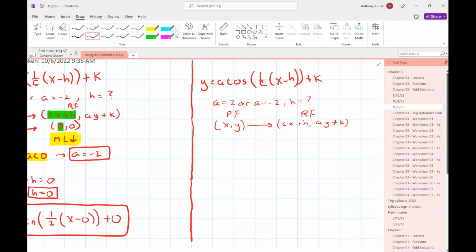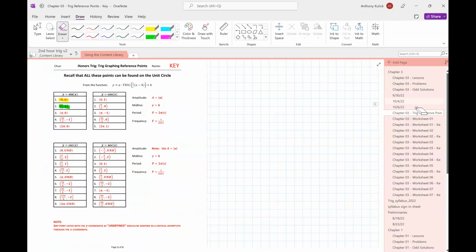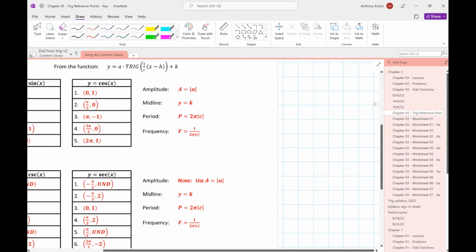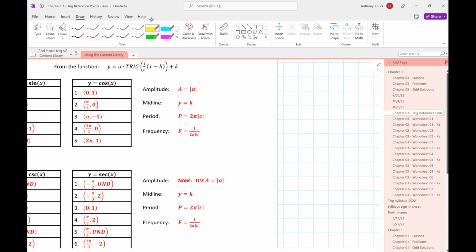So next thing I'm going to do, I'm going to go to my parent function, and I'm going to pick a value for cosine. Which value do you suppose I would pick? I'm going to pick 0, 1. I like having that 0 in the x-coordinate. Everybody good with that?